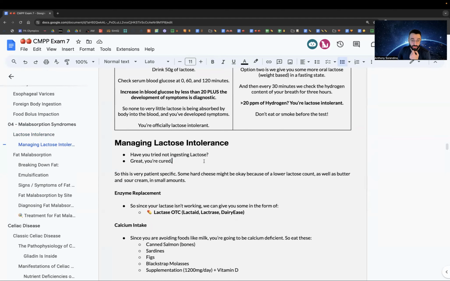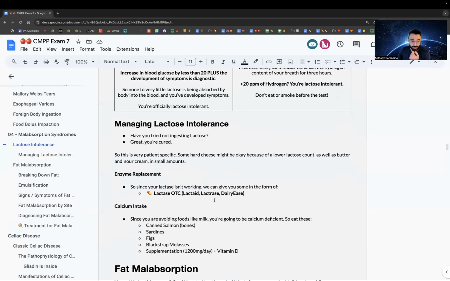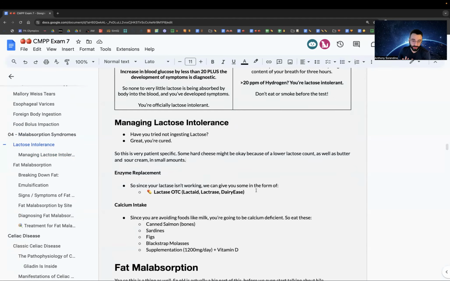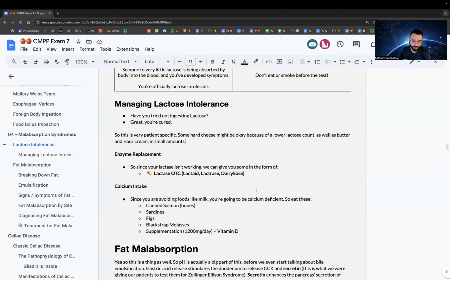Okay, how do you manage lactose intolerance? Have you tried not ingesting lactose? Great, you're cured. So this is pretty patient specific. It says some hard cheese might be okay because of a lower lactose count. Butter and sour cream in small amounts might be okay also.